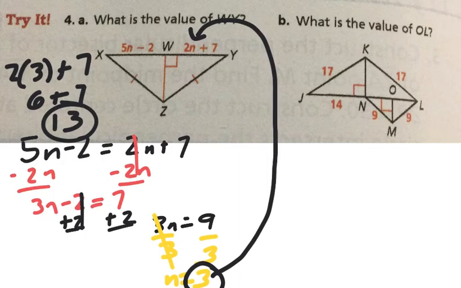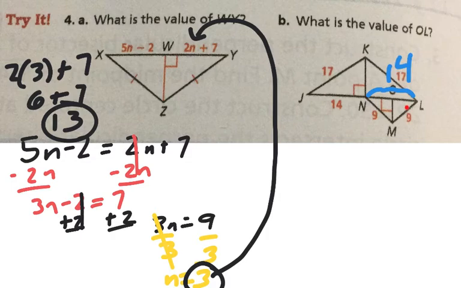It is definitely a little bit more challenging. So what I would do is look at this big triangle first. Because both of these are 17, that means KN is a perpendicular bisector. That means it's going to cut JL into two equal pieces. Do we know what J to N is? 14. Do we know what N to L is? We do. It's also 14 because it's a perpendicular bisector. Does everybody see where I got that from? N to L is 14.